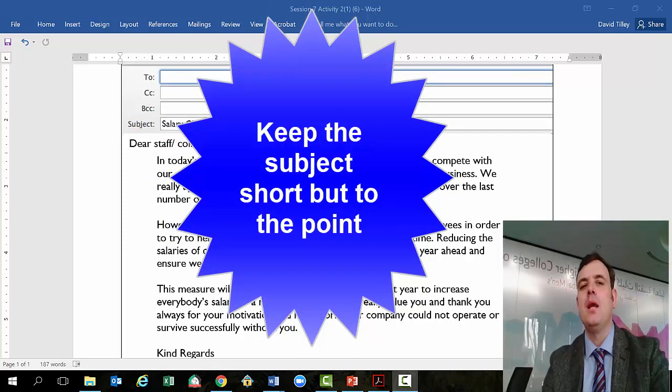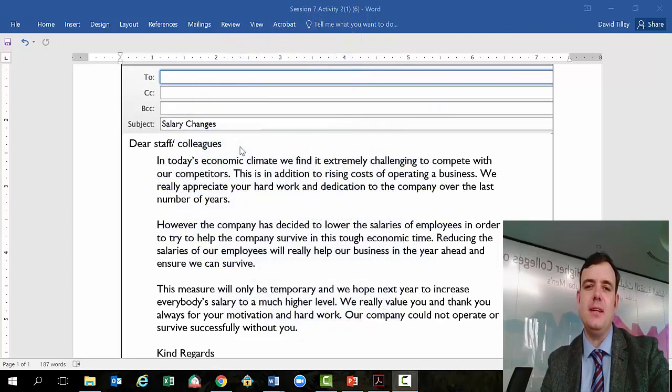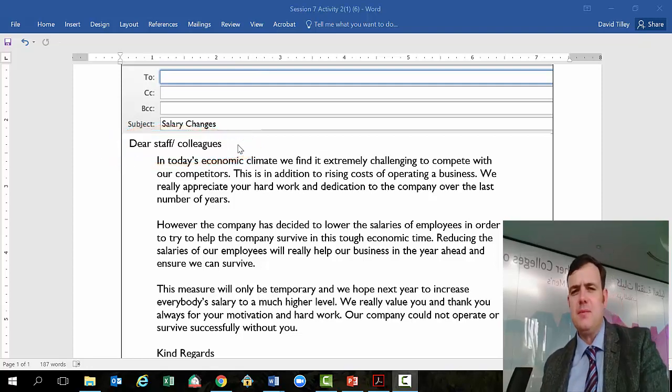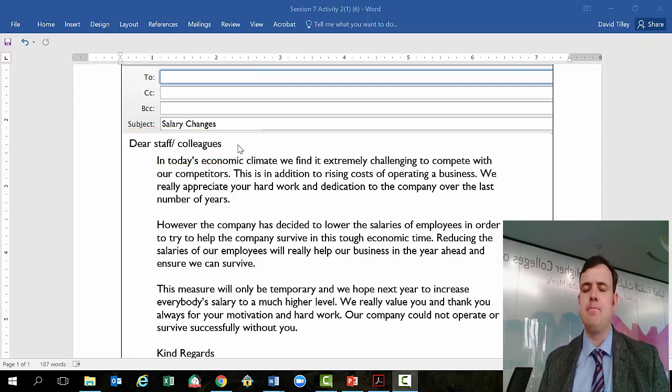Nothing too long. I'm going to start with my greeting, basic greeting, dear staff or dear colleagues, right? Don't forget to have your greeting. Sometimes it's so easy to forget a greeting, right? You just want to write the email, but don't forget that. As they say, it's the small things that count sometimes, right? So always write in paragraphs as well. Try to write your emails in paragraphs. Right? As you can see, I've got 3 paragraphs.